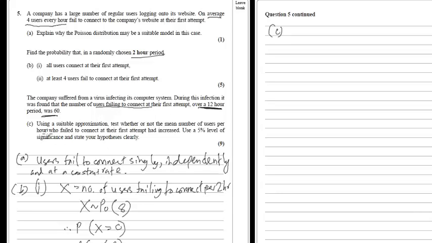Okay, let's read the question now. Using a suitable approximation, test whether or not the mean number of users per hour who fail to connect at their first attempt has increased. So hypothesis testing, H0: lambda equals the original information, 4. Always read the first line for H0, and increase means H1: lambda is greater than 4.